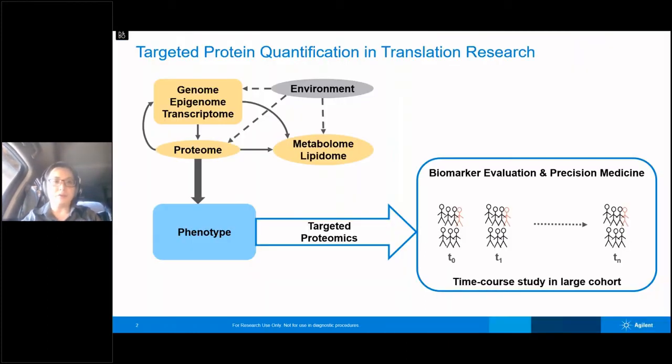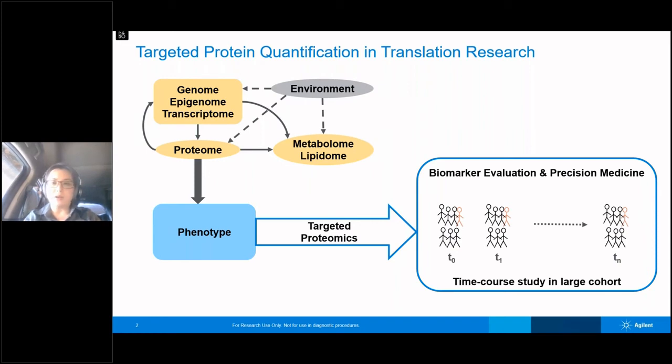As many of you know, in recent trends in translational research, people like to focus on multi-omics, including genomics, epigenomics, transcriptomics, proteomics, and metabolomics, and their relationship with each other and with the environment. The expression of this multi-omics in organisms produces phenotypes. Today, our topic is targeted proteomics.